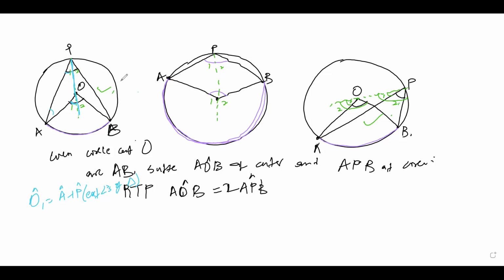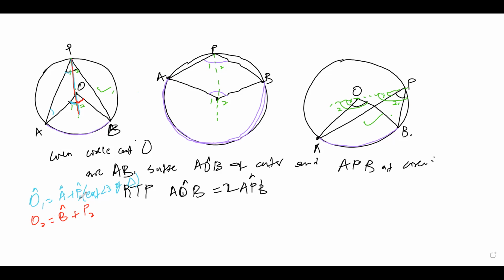Okay. Can you also see that the very same line that was extended forms an exterior angle for the other triangle. So O2 is angle B plus angle P2.